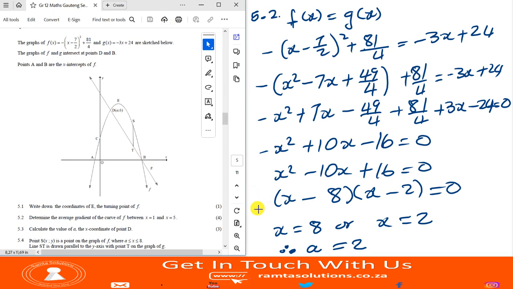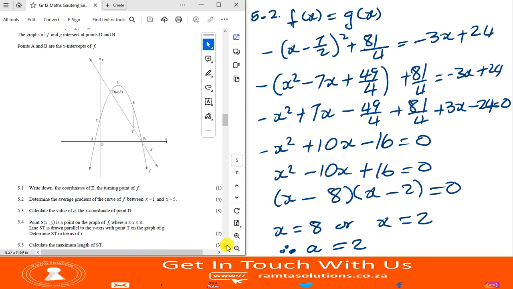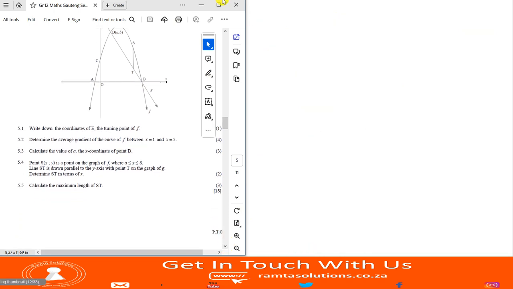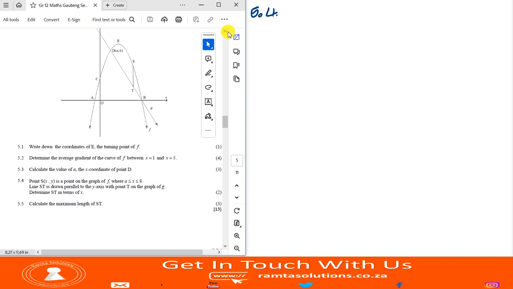Okay. Now, 5.4, nice. It says point S with coordinates x, y is a point on the graph of f where x is greater or equal to A but less or equal to 8. Oh, perfect. Now, line ST is drawn parallel to the y-axis.